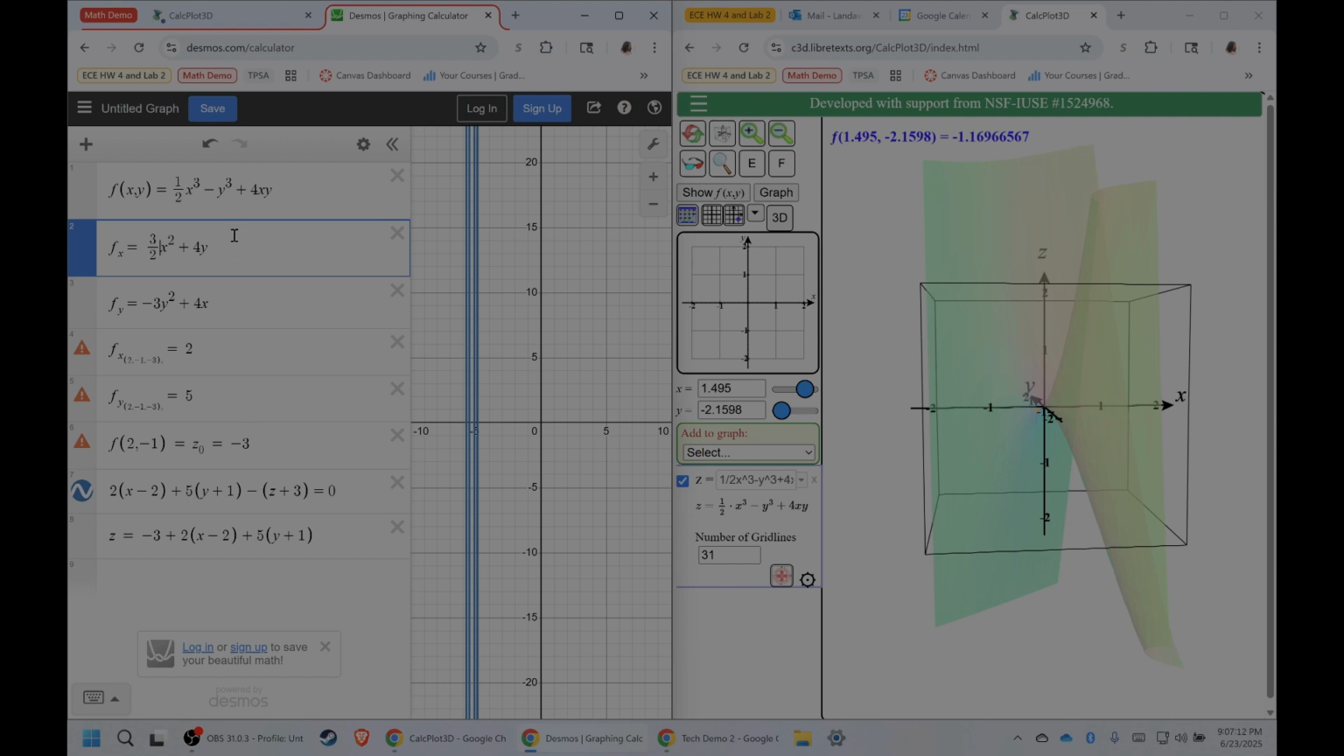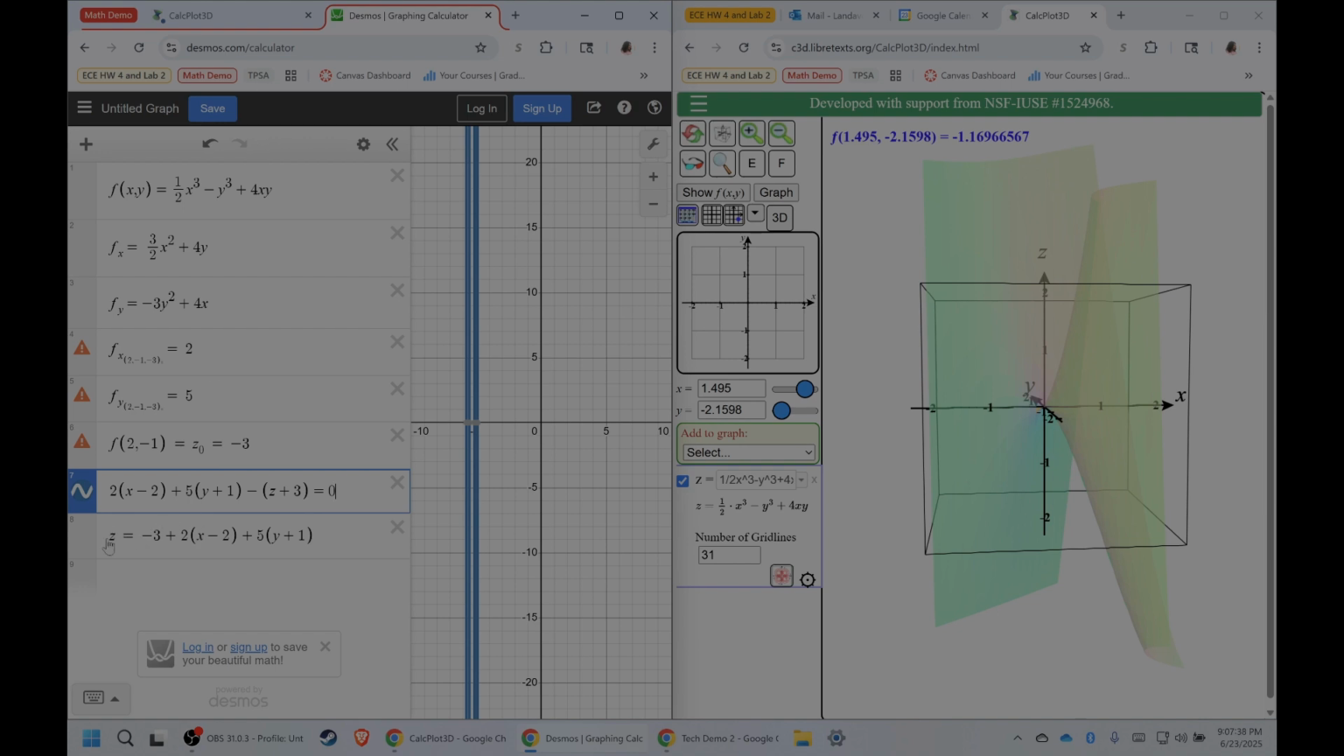Because if we want to run through the numbers, we have 2 cubed, which is 8. 8 over 2 is 4. 8 over 2 minus -1 cubed, which is -1. So 4 plus 1 is 5, plus 4 times 2, which is 8, minus 8. So 5 minus 8 is -3. And so now we plug that into the plane equation. And you'll notice it is an uglier equation.